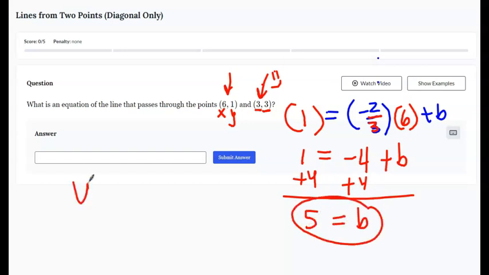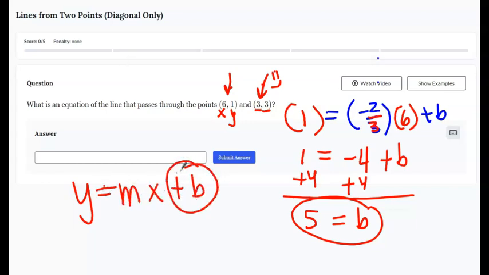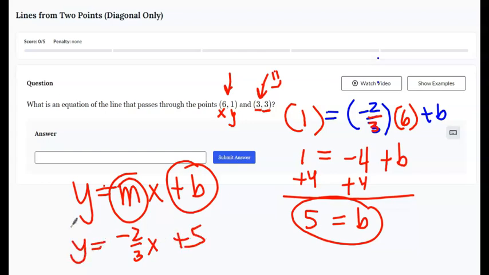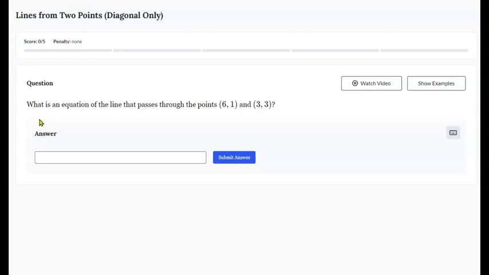So the only two numbers you need to answer this question, y equals mx plus b, are m and b. So I found m, it's negative 2/3, and I found b, it's positive 5. So now I have my equation. Y equals negative 2/3 x plus 5.